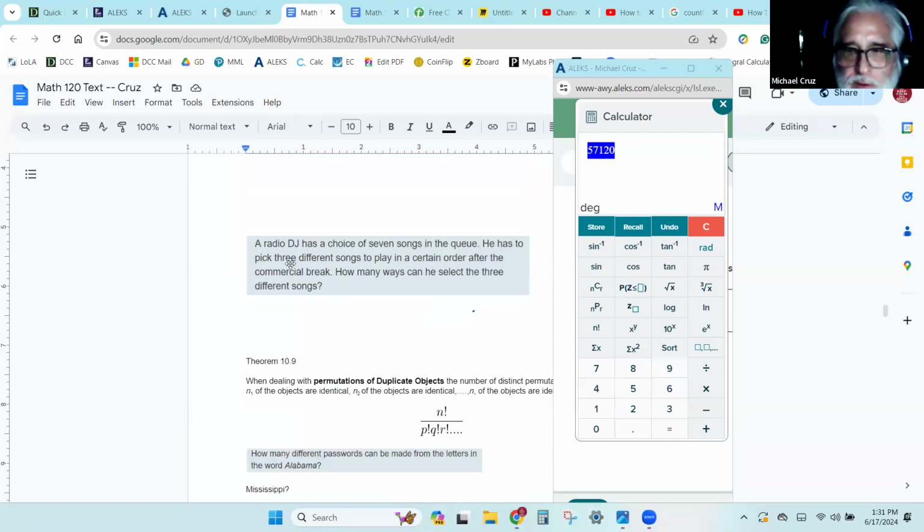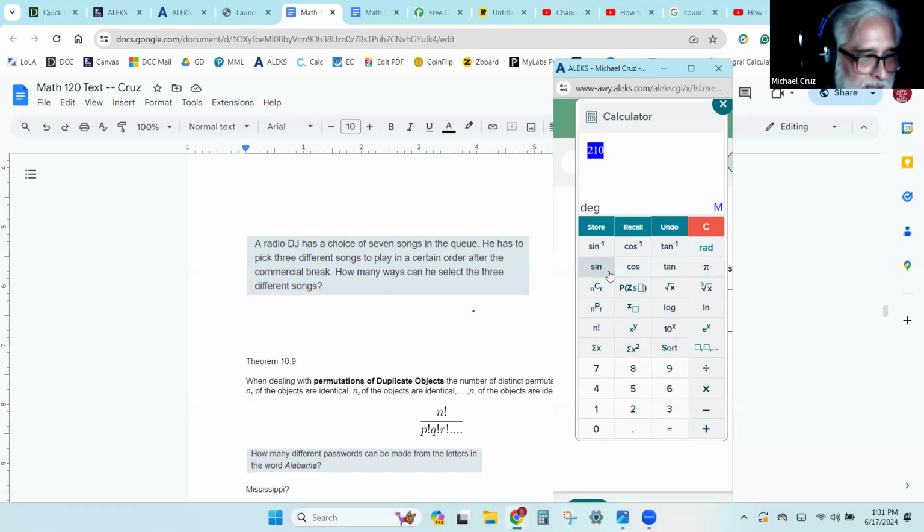You can also do it for this. A DJ has a choice of 7 songs in the queue. He has to pick 3. So it's order. So 7 P 3, 210 different ways. So you can do that real easy on your calculator.